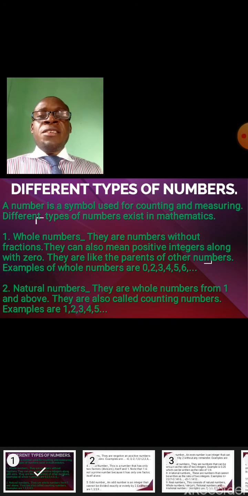The next is natural numbers. Natural numbers are whole numbers from 1 and above. If you come to the number line, all the numbers right of 0 are called natural numbers. They are also called counting numbers, that is to say, the numbers we use for counting. Examples include 1, 2, 3, 4, 5, etc.